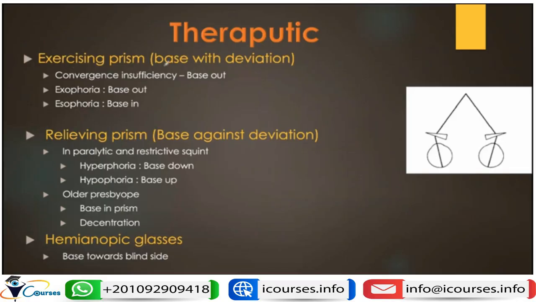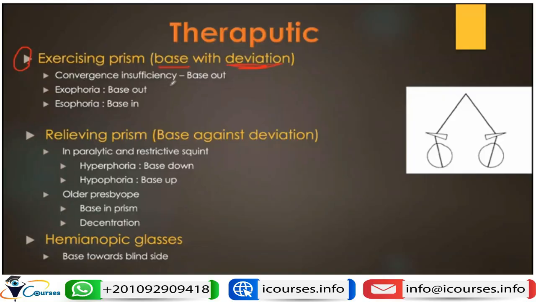First of all, we have what's called exercising prism. So imagine the prism like a gym or workout for the muscles. This exercising prism will train or improve the function of the weak muscles. In such a condition of the exercising prism, the base is placed with the deviation. So how can we do this?